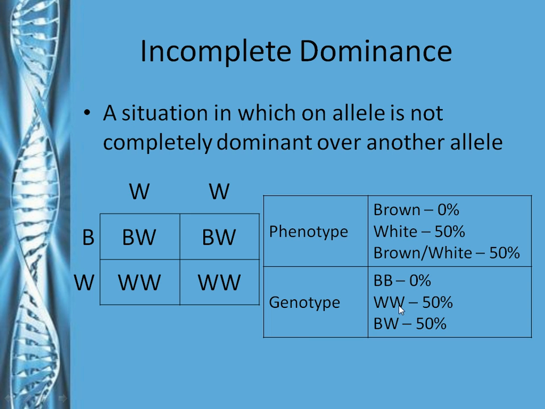Then for the genotypes, we can see that they still break down, though, that we still have 3 genotypes and 3 phenotypes. And that's really important to notice. We can't have more phenotypes than we do genotypes because we can't have any more ways to encode it.